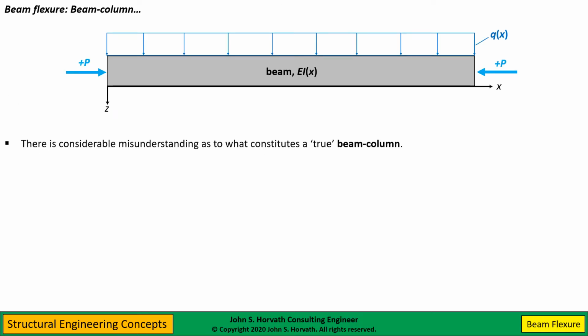As I said, the beam column is what I feel is one of the most misunderstood structural concepts that I've come across. And that's why I emphasize what I call a true beam column. First and foremost, a beam column is not simply a beam subjected to both axial and transverse loads. Okay? You could have a beam subjected to axial and transverse loads and linear behavior, and all this axial load is going to do is cause shortening.